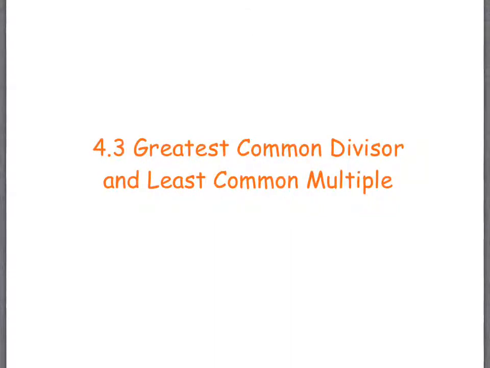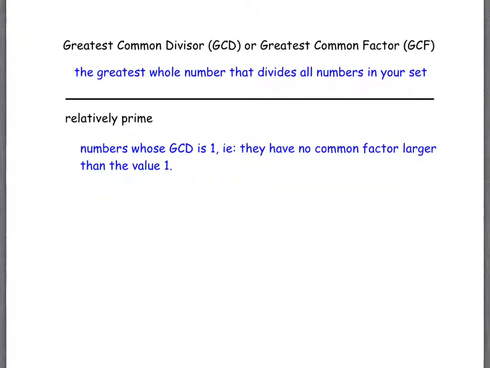All right, section 4.3 actually takes the last section about looking at prime factorizations, and it looks for pieces of information called greatest common factors or greatest common divisors and least common multiples. Okay? We're going to start with the greatest common divisor or greatest common factor. This is the largest number that divides all the numbers in the set.